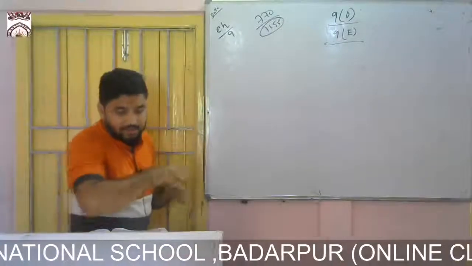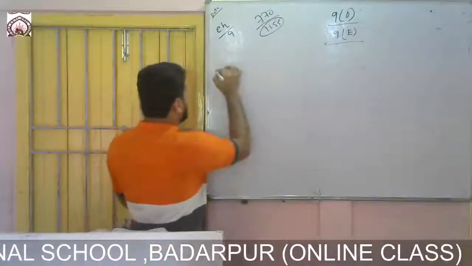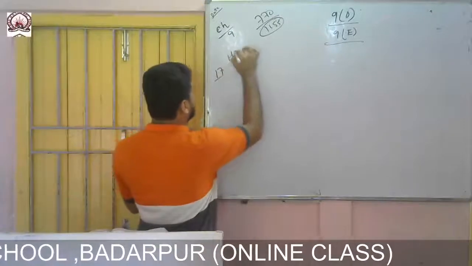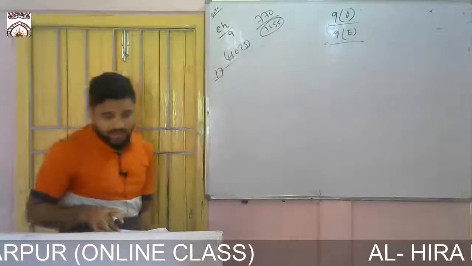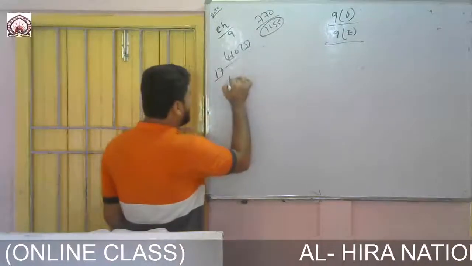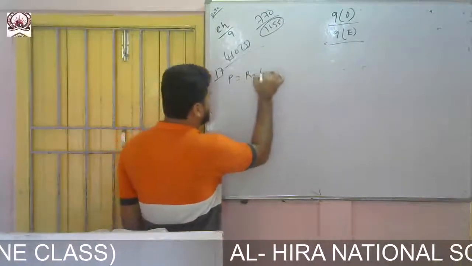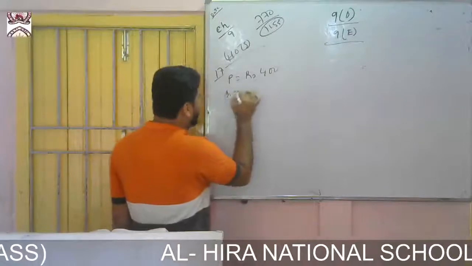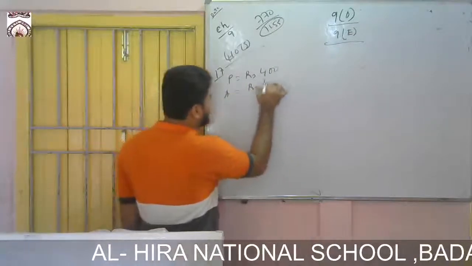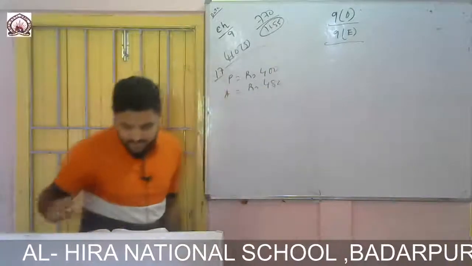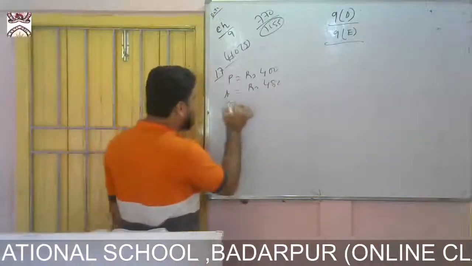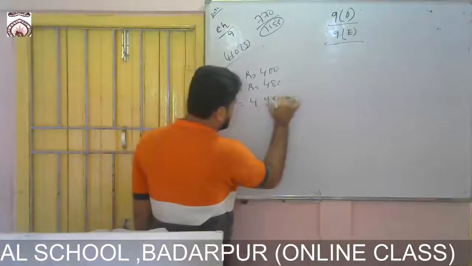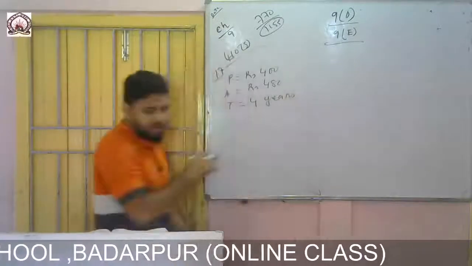So write, given: Principal equals rupees 400. Question number 17, HOTS. Principal equals rupees 400, and the amount given is rupees 480. Time given is 4 years.